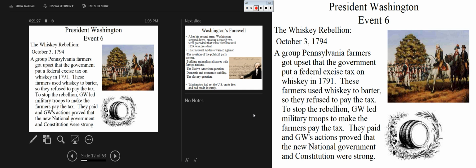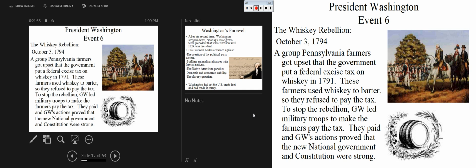So what happens in western Pennsylvania in this particular rebellion? The tax collector's house is burned to the ground, he's tarred and feathered, and these people are refusing to pay their taxes. Washington and Hamilton raise an armed force, march on western Pennsylvania, and they put down the rebellion without having to fire a shot.